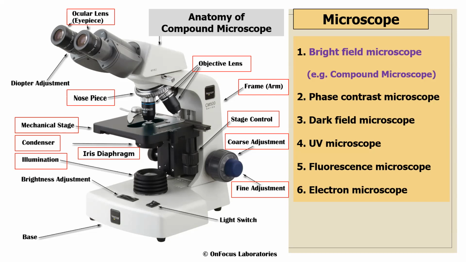Condenser. The condenser is used to control the light that passes through the microscope. Light source. The light source is the source that will give you the light that passes through your specimen. And base.